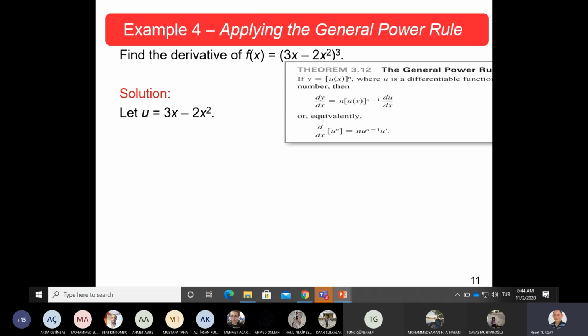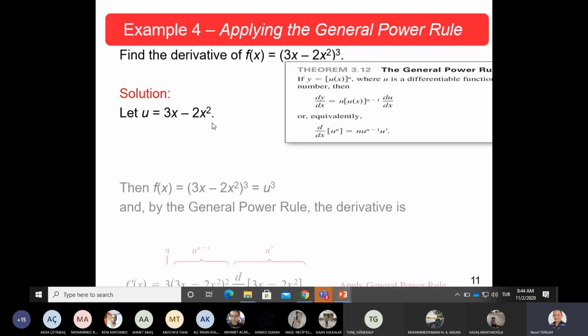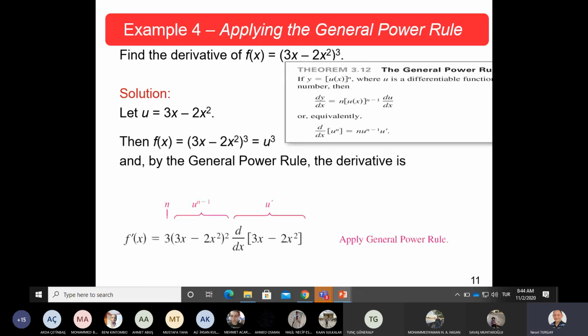So u is the inside, where the x guys are. In here, this is constant. So whatever is here, you take the cube. So u is this one. Then, as I told you, this turns to this form. Can you see that? This was very complicated. Now, this is just a function u to the power 3.